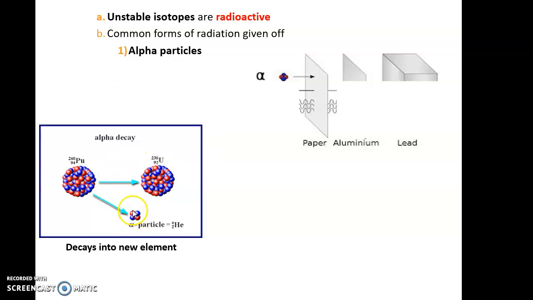And an alpha particle has 2 protons and 2 neutrons. So that means that the plutonium, when it becomes uranium, loses 2 protons, hence it's a new element, and also loses 4 from its atomic weight because it's losing 2 neutrons and 2 protons. Now, alpha particles are very large, very slow, so alpha particles can be blocked by a simple sheet of paper.